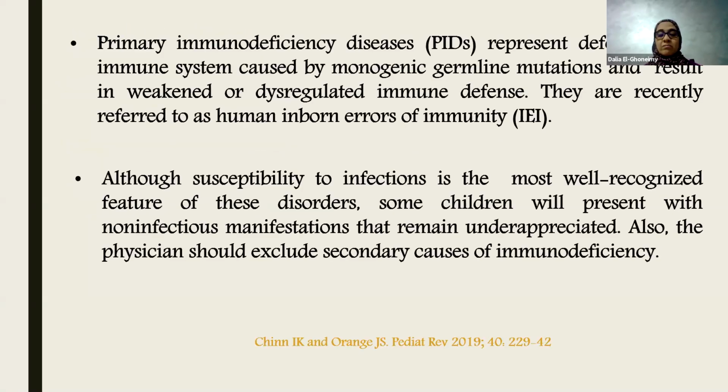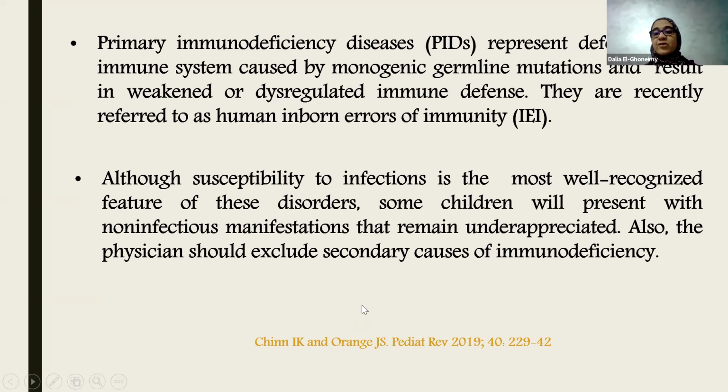So as an introduction, primary immunodeficiency disease represents defects in the immune system caused by monogenic germline mutations. It is not about somatic, it's a germline mutation and results in weakened or dysregulated immune defense. And recently they are referred to as human inborn errors of immunity because they found the genetic bases and defects. The background for this disorder is all genetics.